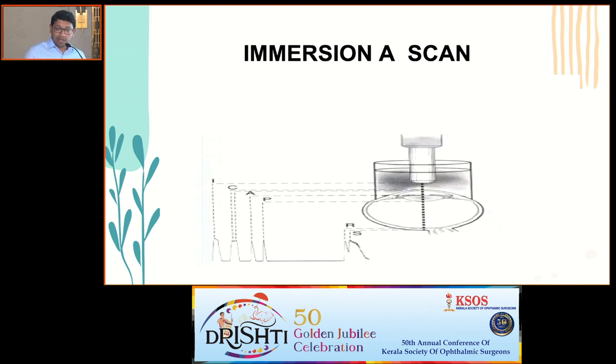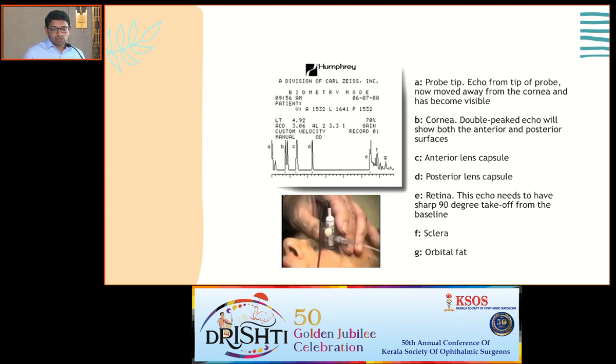In this technique, we use a shell filled with distilled water or saline, and we look for the waves. There should be a double-peaked echo on the cornea, showing the anterior and posterior surface of the cornea. Then there can be the echo from the anterior lens capsule, the echo from the posterior lens capsule, and the retinal waves. This retinal echo should be sharp, 90 degrees from the baseline. This is very important. And there should be scleral spikes and then orbital fat.